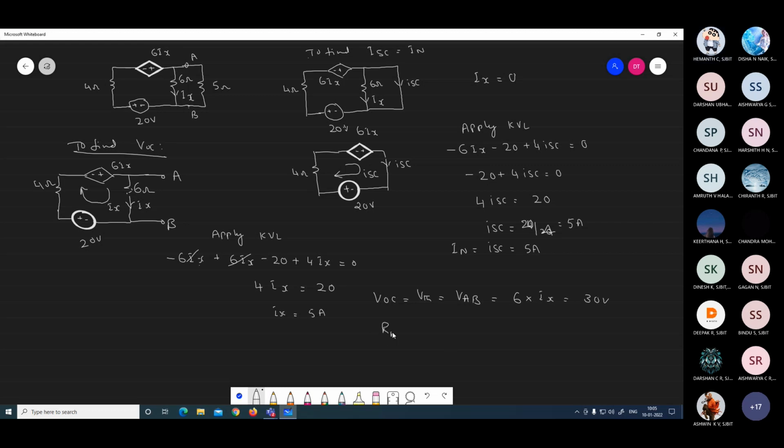What is the Norton's resistance? Norton resistance is given by open circuit voltage divided by short circuit current. Open circuit voltage is 30 and the short circuit current is 5. That is your 6 ohm. Understood?